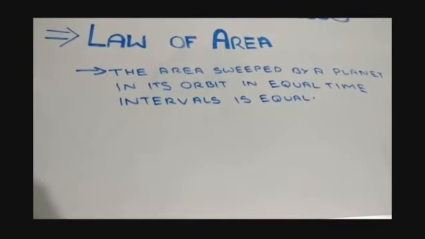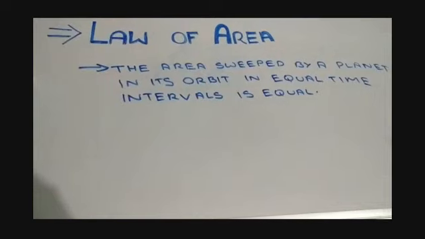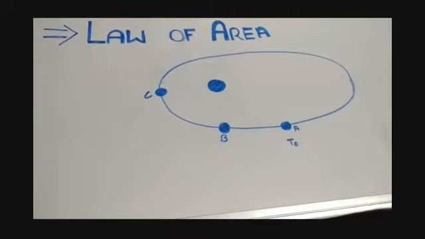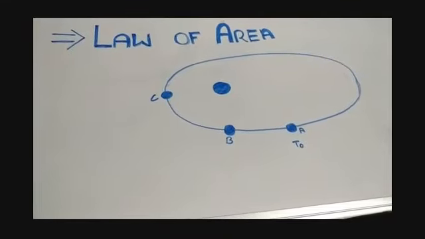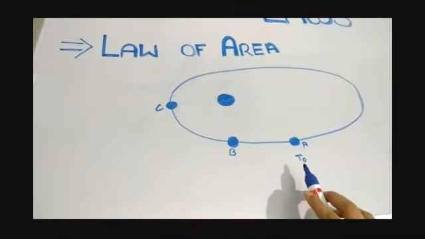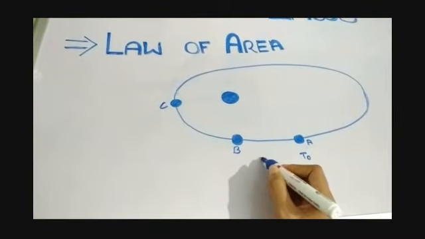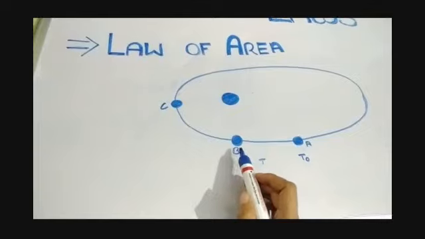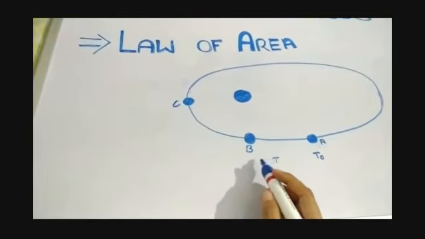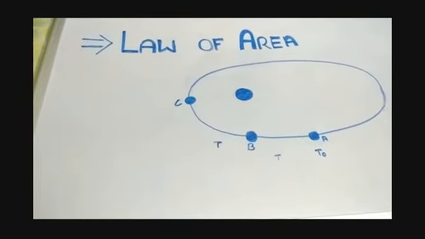The law of areas states that the area swept by a planet in its orbit in equal time intervals is equal. Let's understand this with a figure. Let's say we have a planet revolving a star in its orbit. Let's suppose at time t0 the planet is situated at point A. After a time interval t, the planet moves to the position B, and after the same time interval, that is t, the planet moves to the position C.